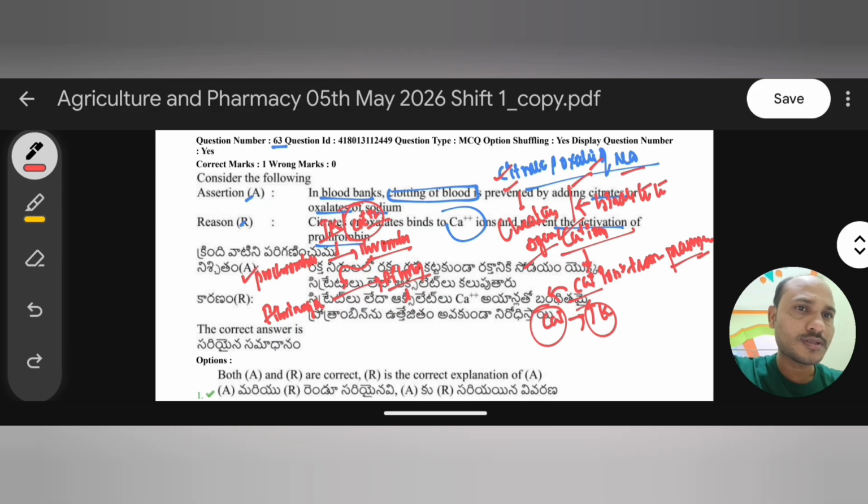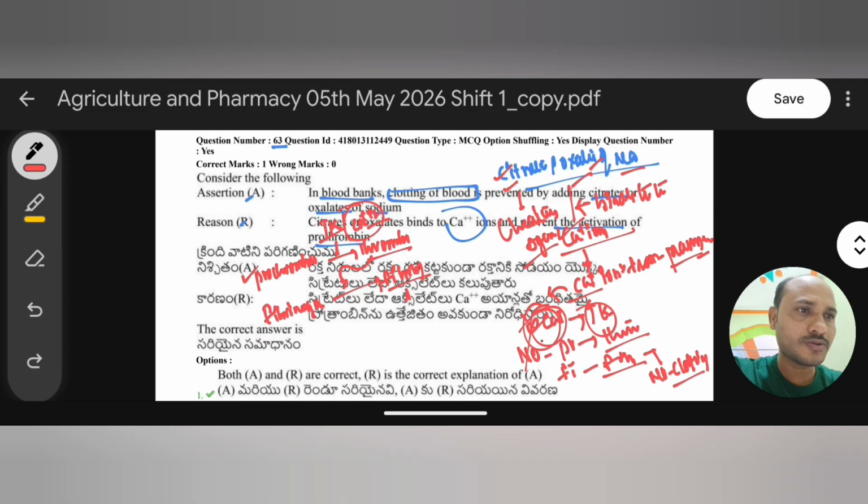Because thrombokinase is needed, and there is one important factor: calcium is also important for the conversion of prothrombin into thrombin. But due to the absence of calcium, no prothrombin is converted into thrombin. If no thrombin, no fibrinogen is converted into fibrin. If no fibrin, there is no blood clot, no clotting. So like that this process will occur. So here the main reason that plays an important role in blood clotting is calcium.